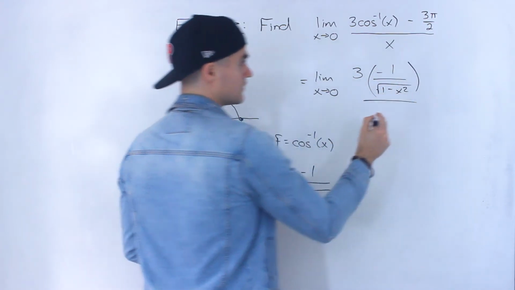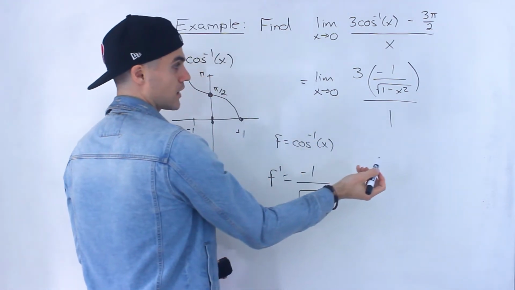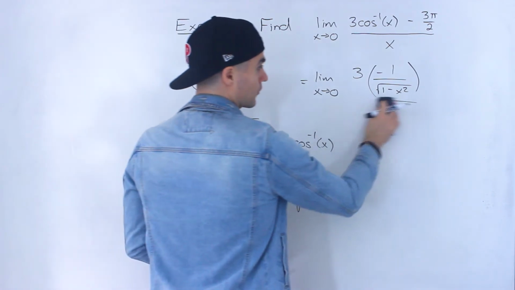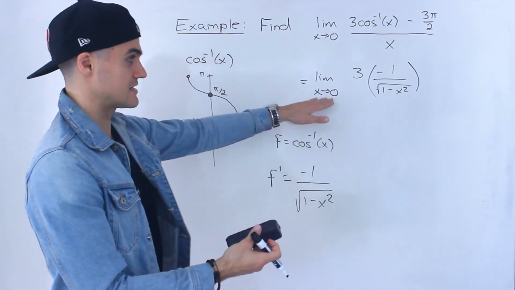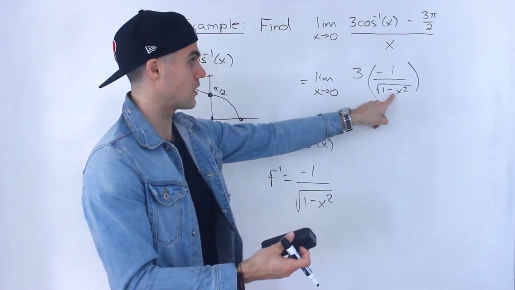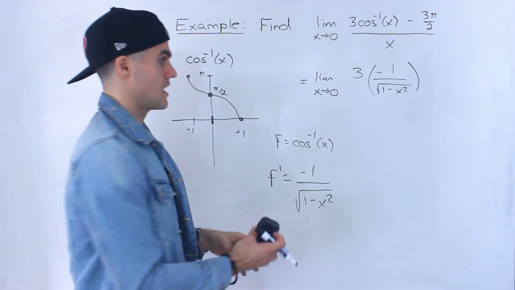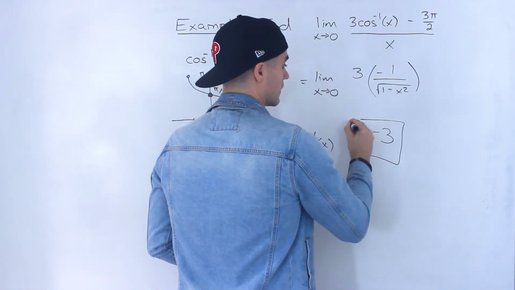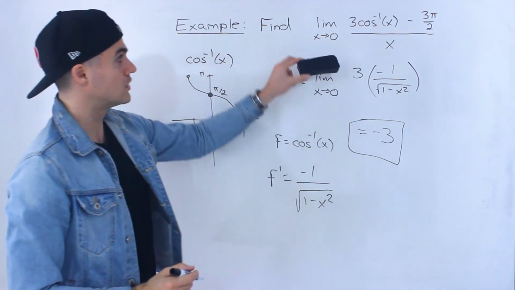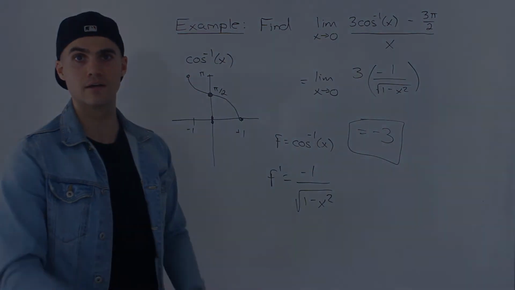And then what's the derivative of x? The derivative of x is just 1, so this is all going to be divided by 1. So we don't even have to write that. And now notice we could do a direct substitution. We could plug in 0 for x. This would go to 0. Square root of 1 is 1. -1 divided by 1 is -1. Times 3 gives us -3. Right? So that's the answer to this limit here. You just had to apply L'Hopital's rule.